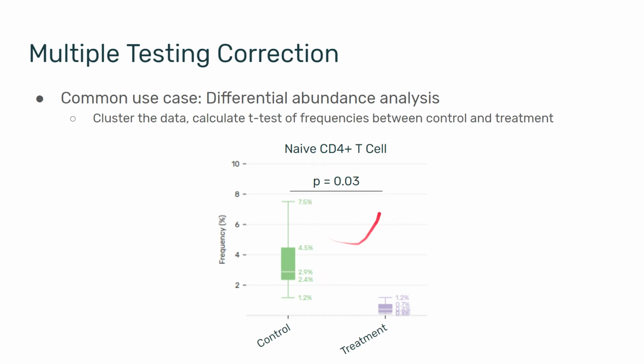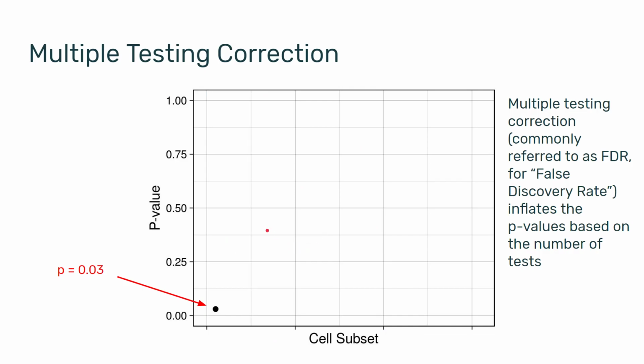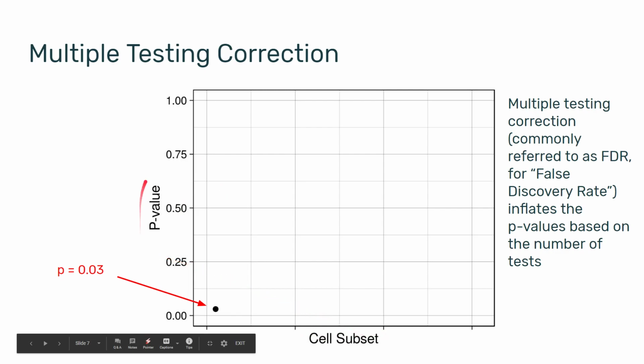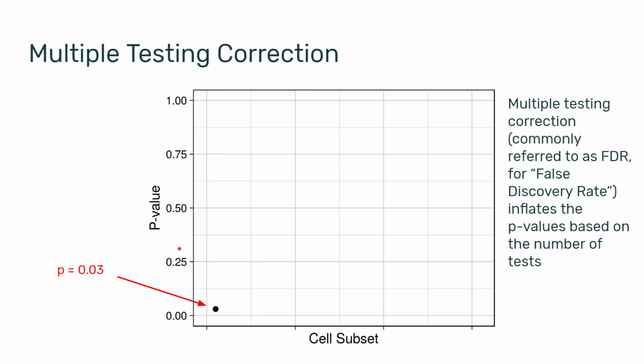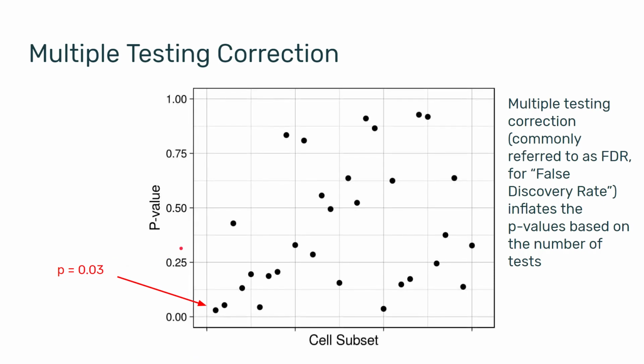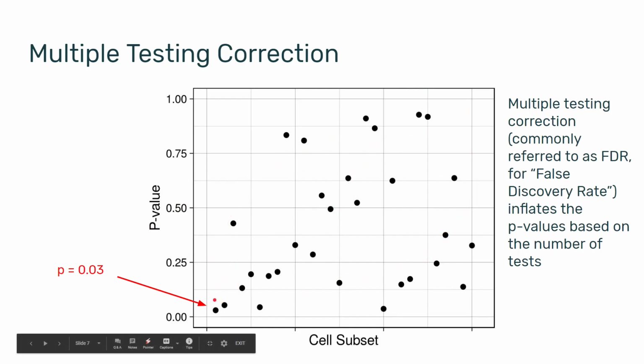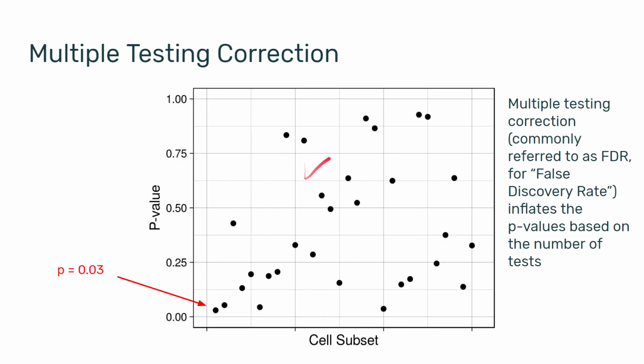However, you've actually analyzed more cells than this, and you need to consider all of the tests. So what I'm showing you here are different cell subsets on the x-axis and different p-values on the y-axis. We have this one subset that has a p-value of 0.03. However, we've actually tested multiple cell subsets. So we have a wide range of p-values, and we're looking at one of them, which happens to be the lowest. However, when you're doing multiple tests, you need to correct for them.